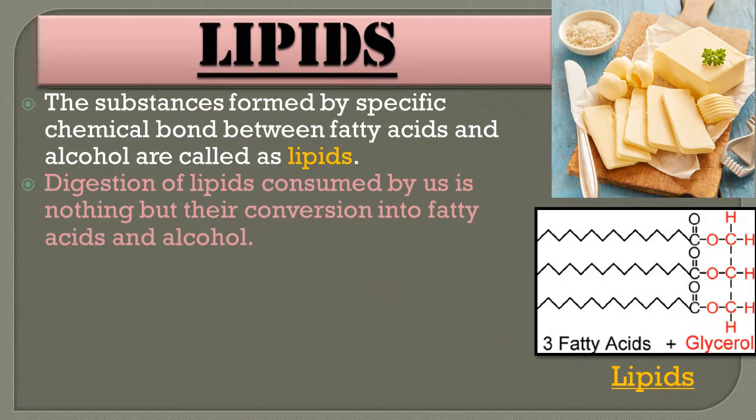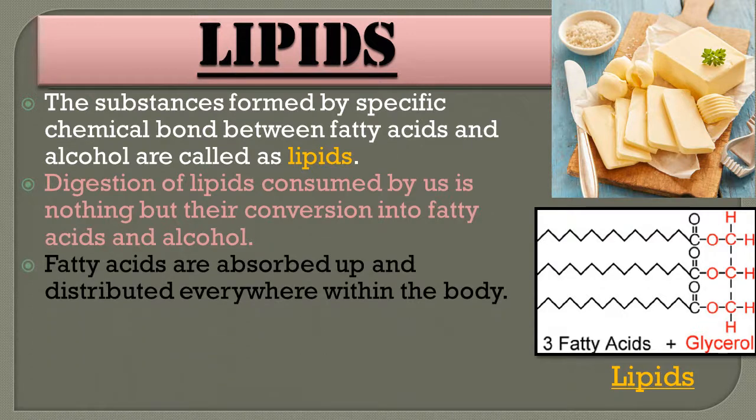And digestion of lipids consumed by us is nothing but their conversion into fatty acids and alcohol. It means when we eat any source of lipids, they get digested and converted into fatty acids and glycerol. And fatty acids are absorbed and distributed everywhere within the body, where necessary. And from those fatty acids, different cells produce various substances necessary for themselves or the body.